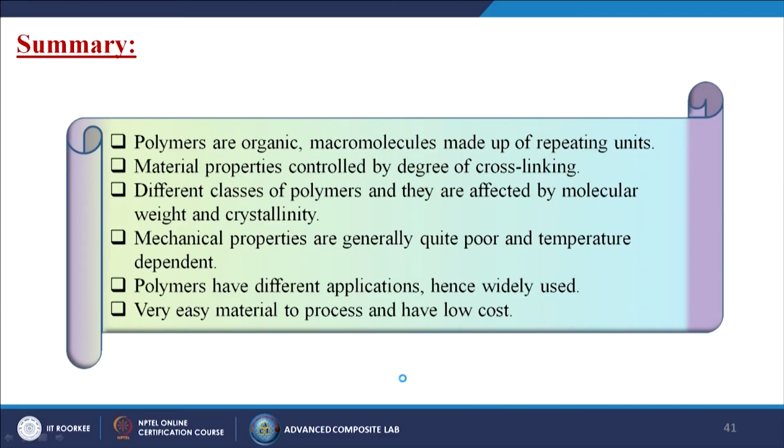Now we have come to the end of this lecture, and to summarize, we have discussed that polymers are organic macromolecules made of repeating units. Material properties are controlled by the degree of cross linking. We discussed different classes of polymers along with their mechanical, thermal and chemical properties, and that they are very easy materials to process and have low cost.